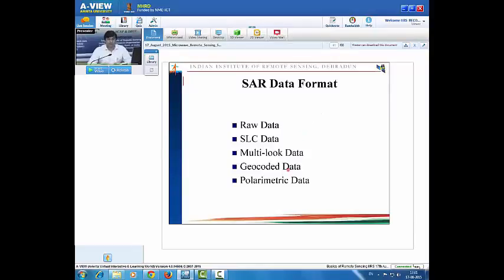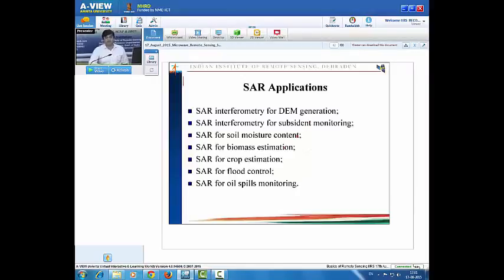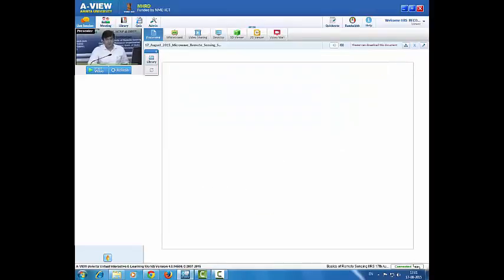The geocoded data set will have the geographic coordinate information, and the polarimetric data set will be dealing with the different polarizations. There are different applications of SAR remote sensing in each and every field of the natural sciences and earth resources. So here you can see soil moisture, biomass, crop, flood, oil spill, DEM generation, subsidence monitoring. There are glaciological applications. There are different applications.